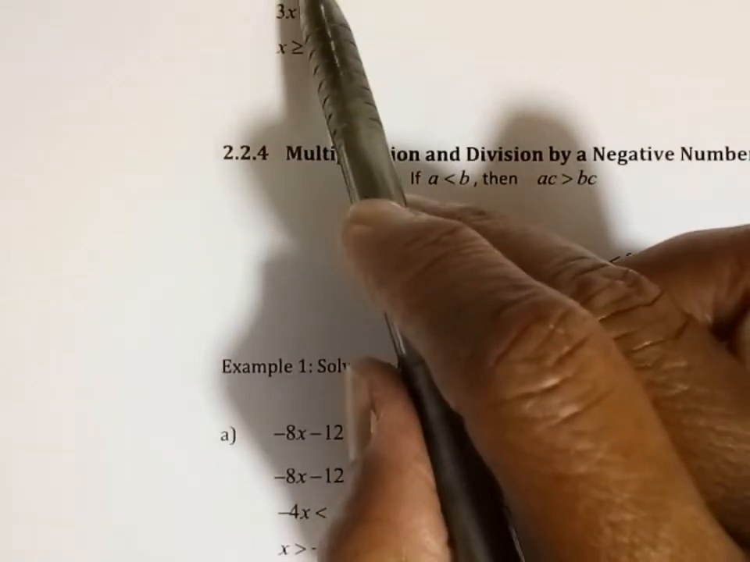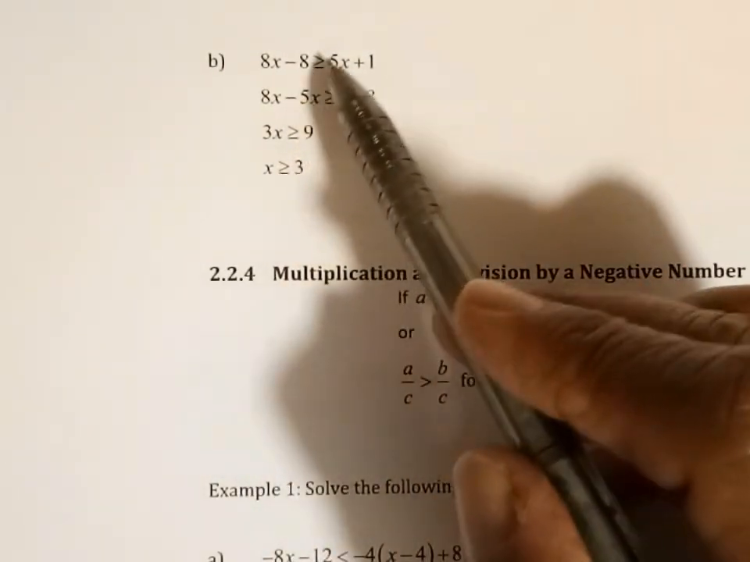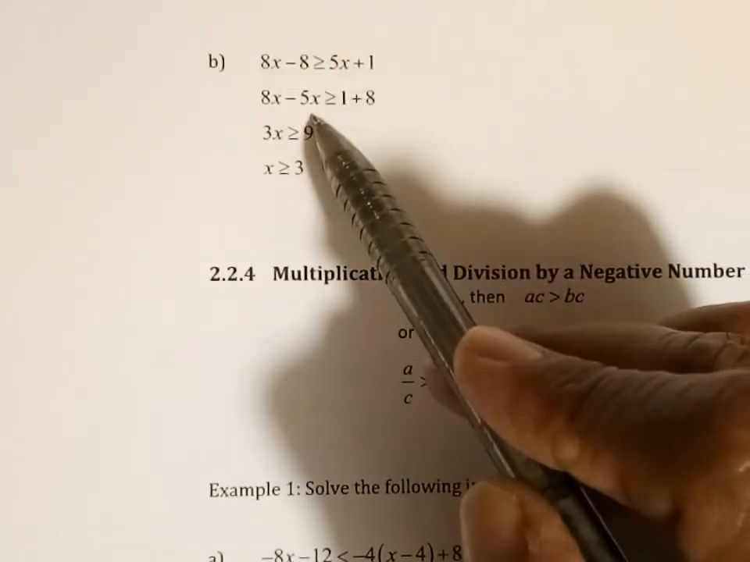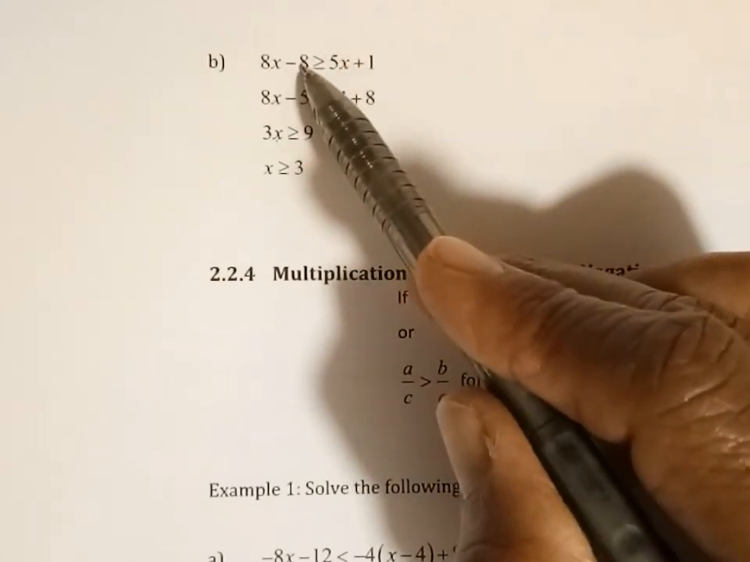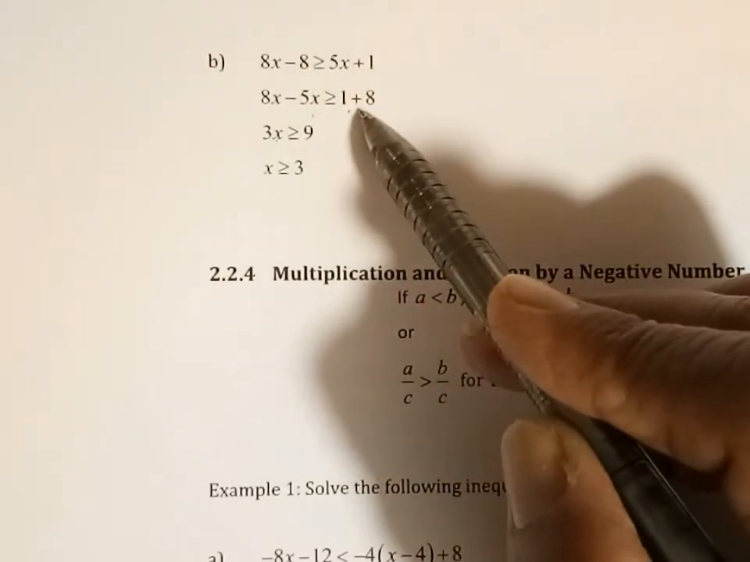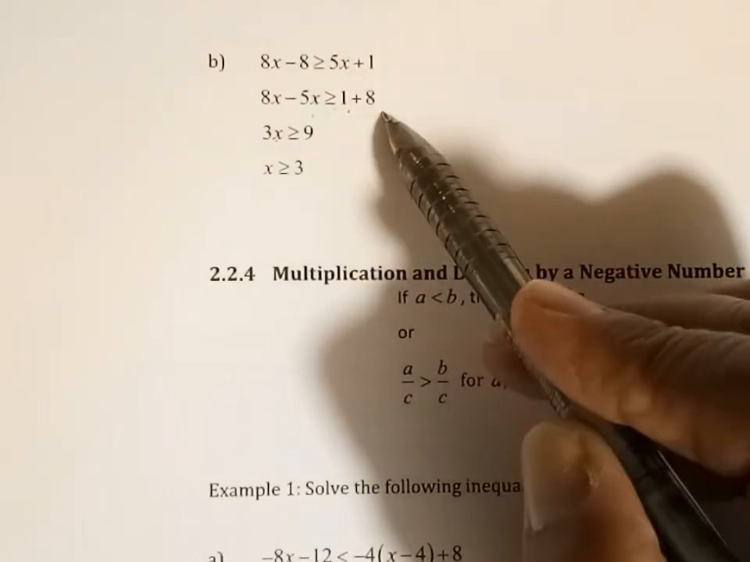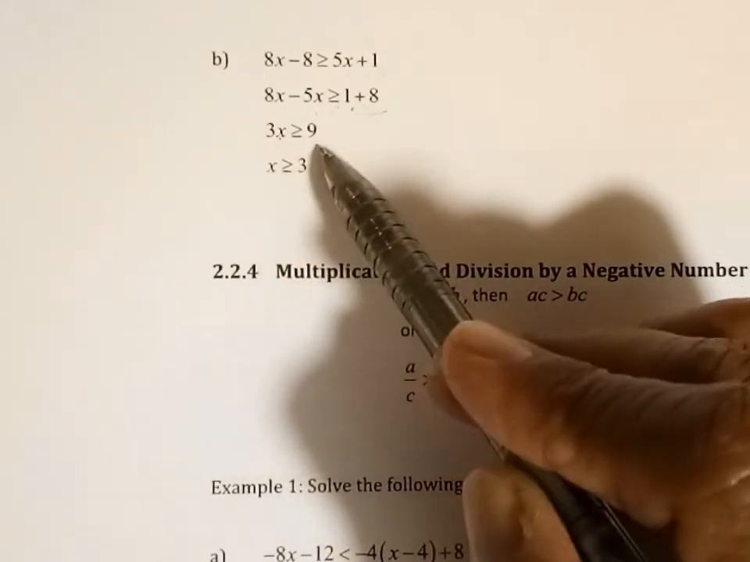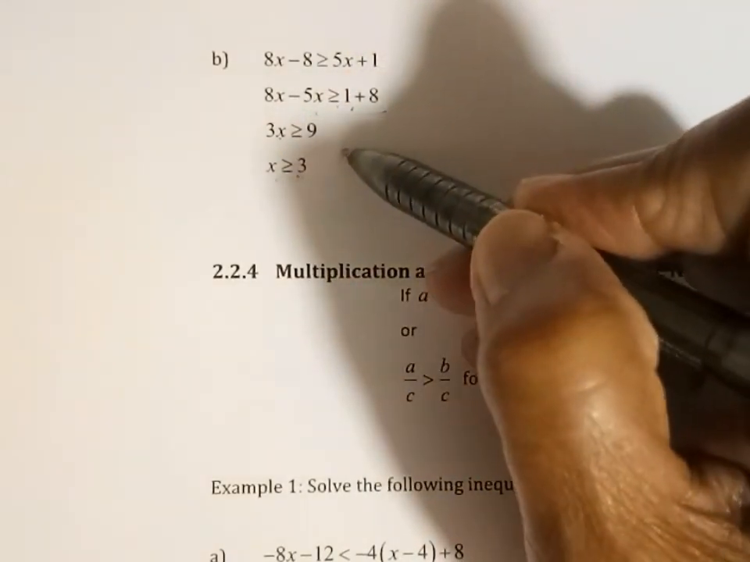Okay, another example, 8x minus 8 greater or equal to 5x plus 1. We bring 5x to the left side, it becomes 3x. On the right side, bringing minus 8 over, it becomes 1 plus 8, which is positive, so it becomes 9. So 3x on the left side and 9 on the right side. So x becomes 9 over 3, and our last answer is x greater or equal to 3.